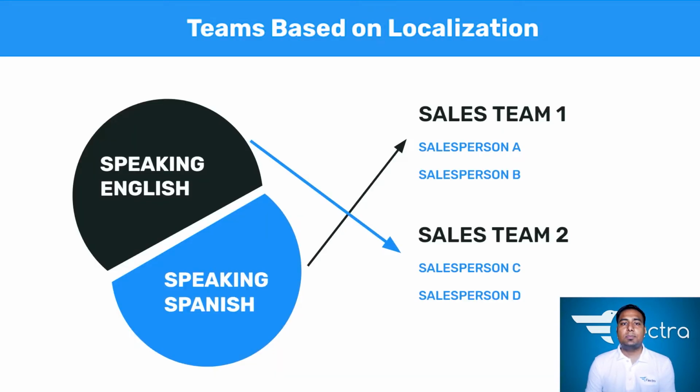Teams based on localization are very useful for getting the culture of the client's customers and talking in the local language. Sales team 1 has salesperson A and B, who can speak Spanish and handle the Spanish customers, and the people who speak English go to sales team 2, which has salesperson C and D. That's how you can categorize on the basis of localization.